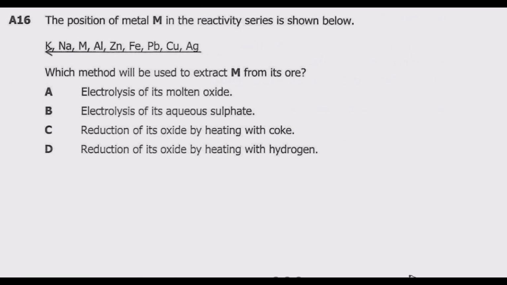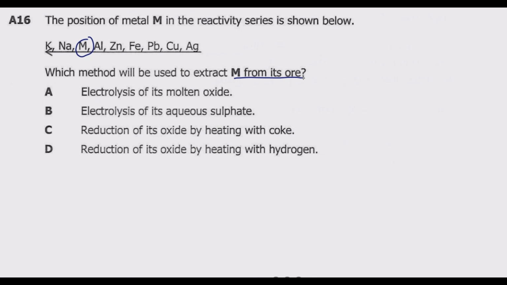Question A16. The position of metal M in the reactivity series is shown below. So we know we have M at this position. Which method will be used to extract M from its ores? So we want to extract M. There are basically two methods that are used to extract metals from their ores. These are the reduction of the metal compound, then secondly, electrolysis of the molten metal compound.